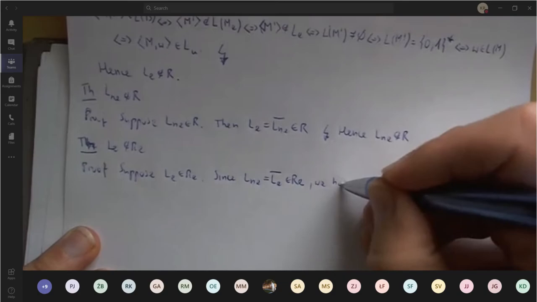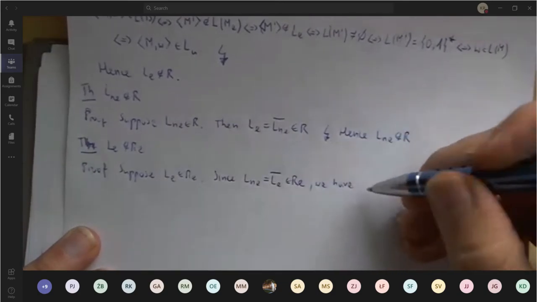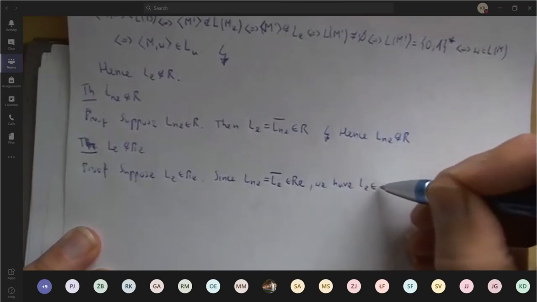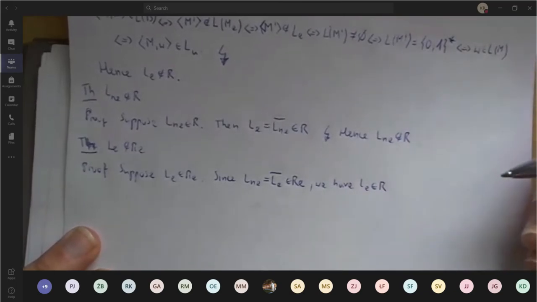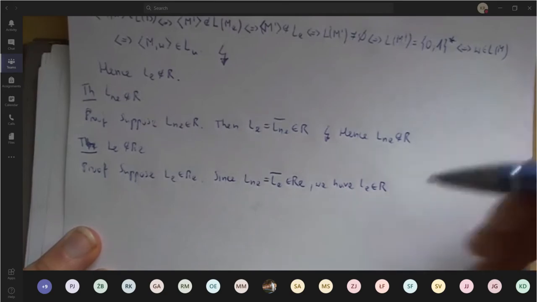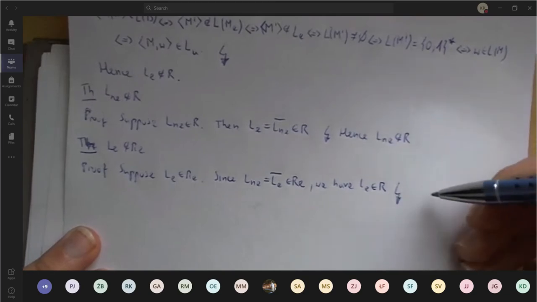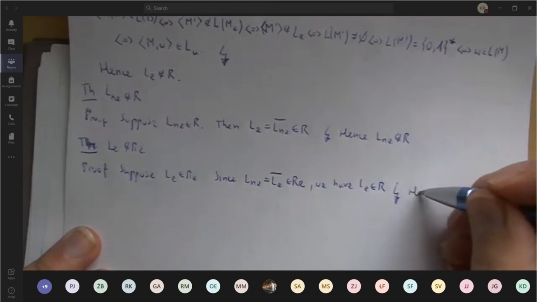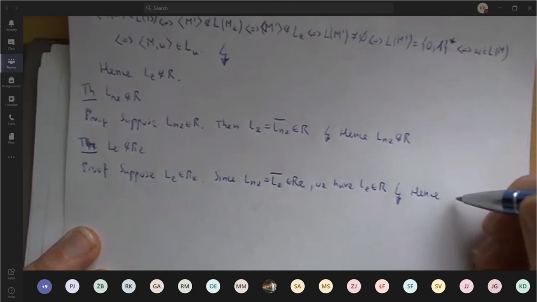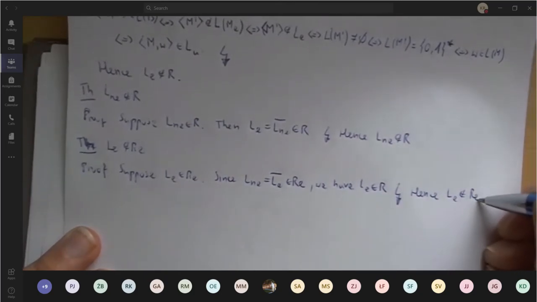So we have, since both LE and its complement are recursively enumerable, that this language is recursive by the theorem from the beginning of the lecture. And this is a contradiction because we have shown that it is not recursive. So this language is not recursively enumerable.